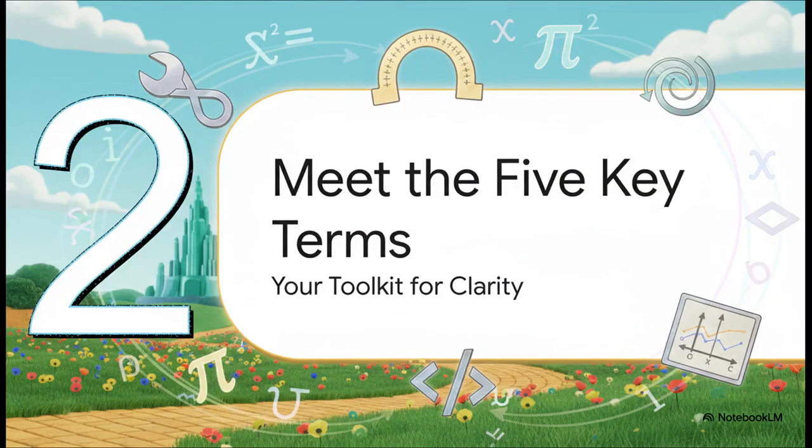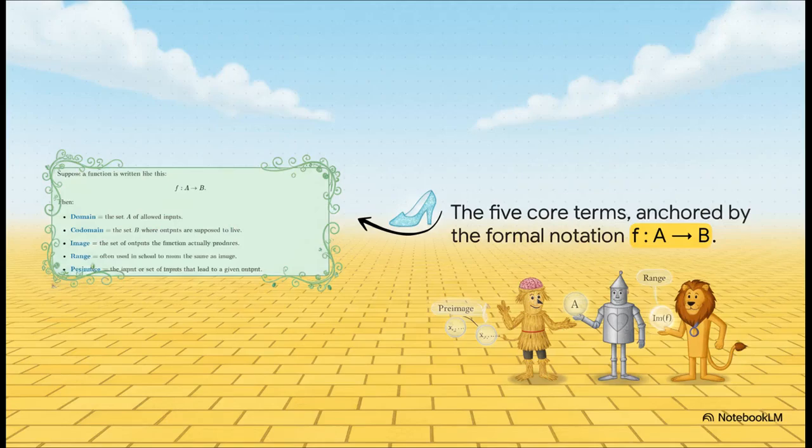Okay, time to build our toolkit. We're about to meet the 5 essential terms you need to speak the language of functions like a pro. So this notation you see here, f: A → B, might look a little intense, but it's actually our secret map. Let's break it down. A is the domain. That's just the official set of all the inputs you're allowed to use. B is the codomain, which is the set of all possible outputs. Think of it as the target area.